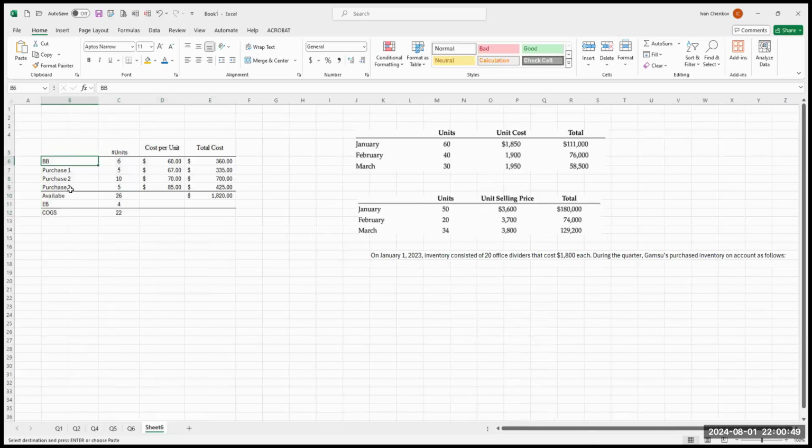And I'm going to work the beginning balance. My beginning balance, I have 20 office dividers, which cost me $1,800 each. Then I have January, then I have February, and obviously I'm going to have March after. In January, I purchased 60, in February I purchased 40, and in March I purchased 30. In total, I have 150. Ending balance, I don't know how much it is.